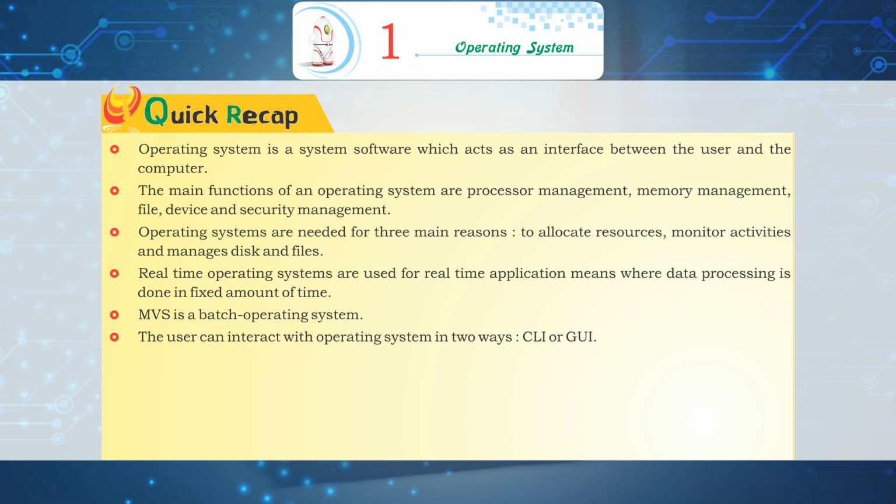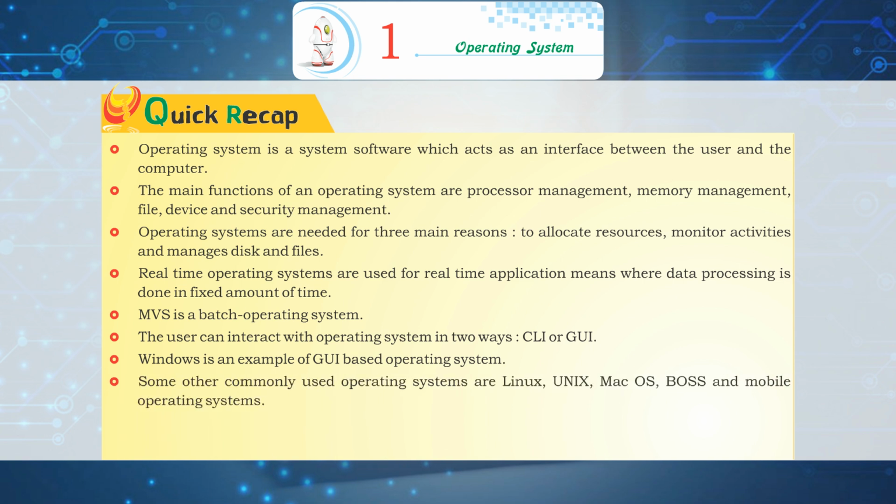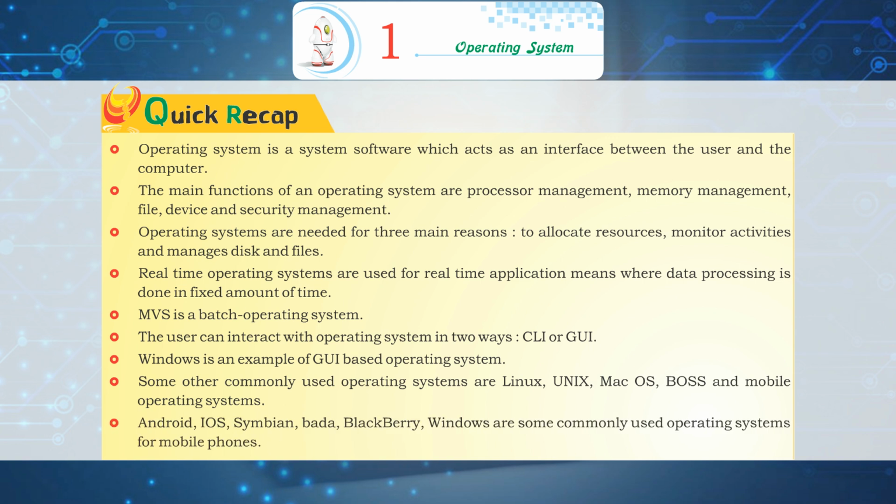The user can interact with the operating system in two ways: CLI or GUI. Windows is an example of a GUI-based operating system. Some other commonly used operating systems are Linux, Unix, Mac OS, BOSS, and mobile operating systems. Android, iOS, Symbian, Bada, BlackBerry, Windows are some commonly used operating systems for mobile devices.